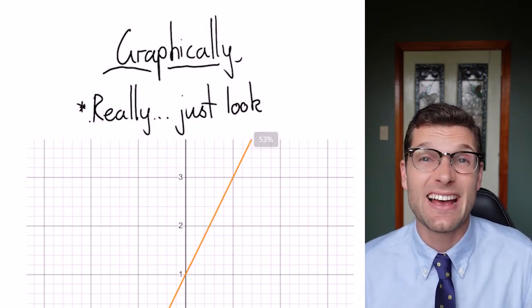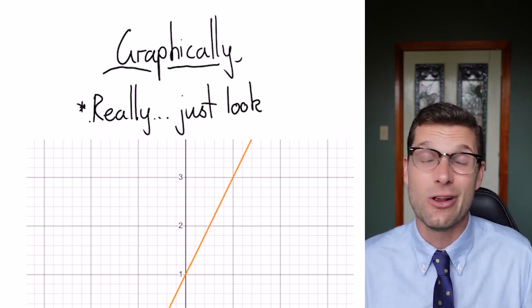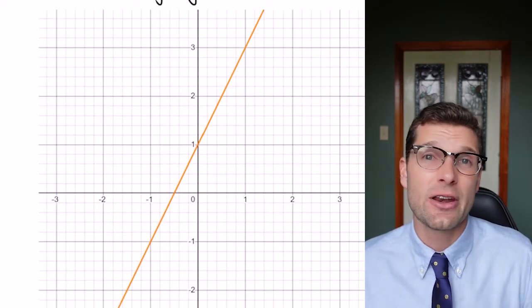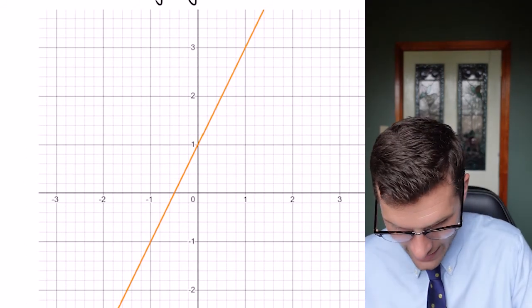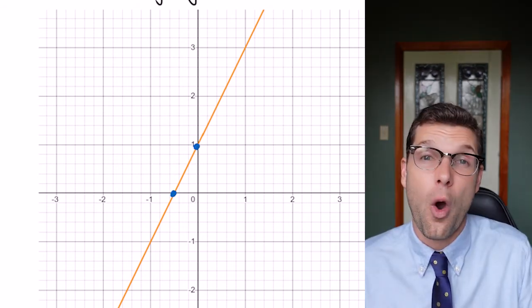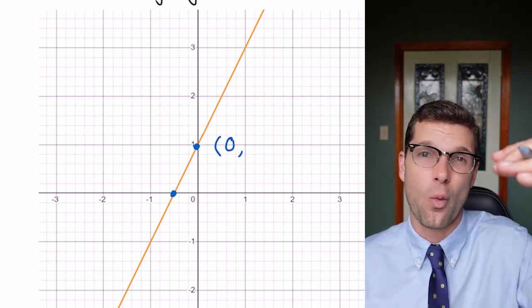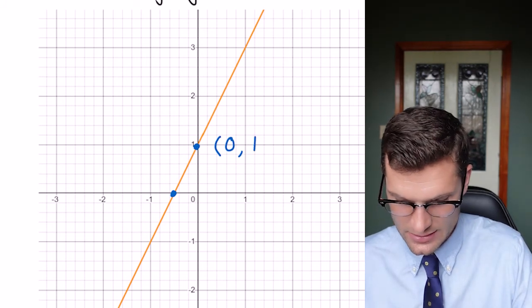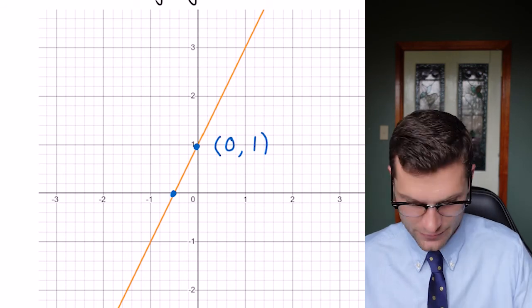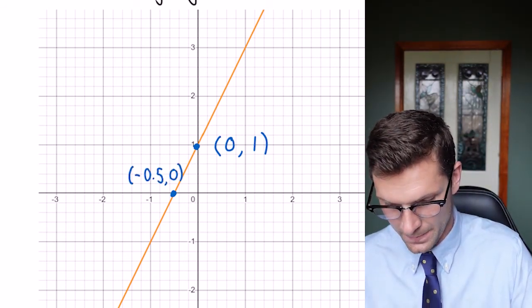You might also be asked to solve these graphically, and it's incredibly easy as well. Really, all you've got to do is just look at the graph and write down the points that you see. So for this one here, it crosses the y-axis at this point, and it crosses the x-axis at this point. So to find the y-intercept, x has to be equal to 0, x is 0, and then it is 1 square up, so the point there is (0, 1). The other point here is back negative a half, so this point here is (-0.5, 0).